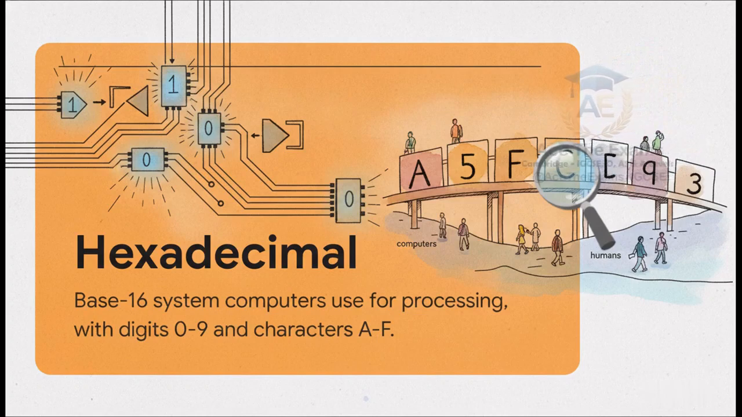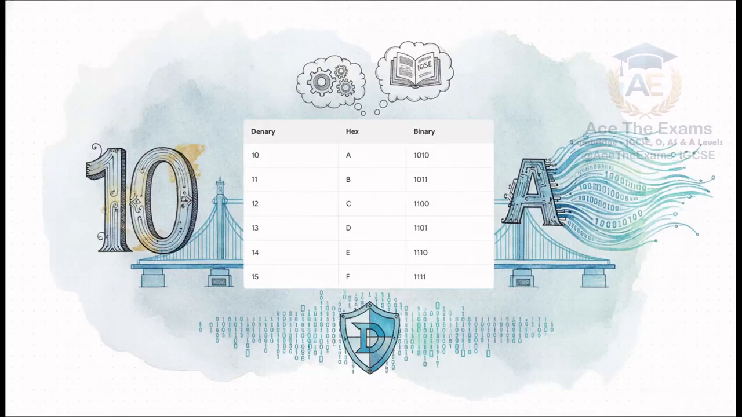So where exactly does hexadecimal fit into all this? Well, hexadecimal is a base 16 number system used for processing, but it acts as a much more human-friendly bridge. It uses the standard denary digits we all know, 0 through 9, but then it borrows alphabetic characters A through F to represent the values 10 through 15. And this mapping perfectly illustrates that exact bridge.